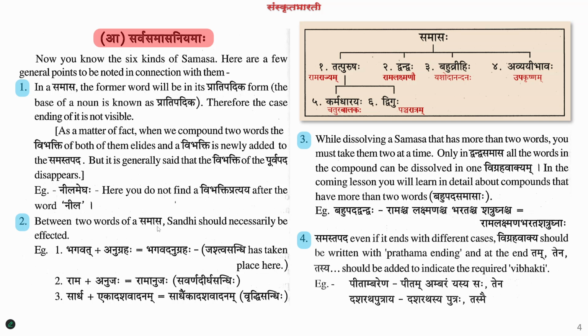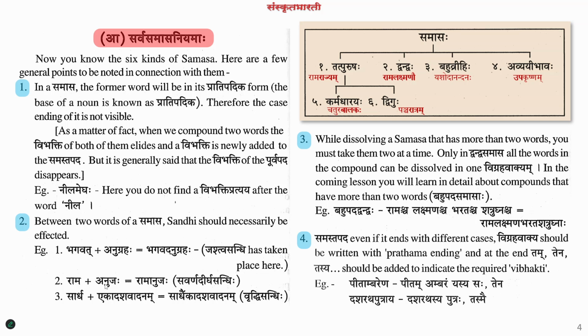Between two words of a samasa, sandhi should necessarily be effected. Effected means carried out, in that sense of the word, not AFF, EFF. Okay, Bhagavat plus anugraha, Bhagavad anugraha: the softening of the takara has happened, then the simple samyoga of the dakara with the akara. Jashtva sandhi has taken place here, followed by a samyukta.